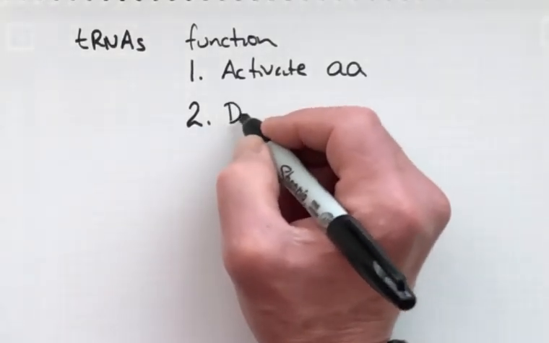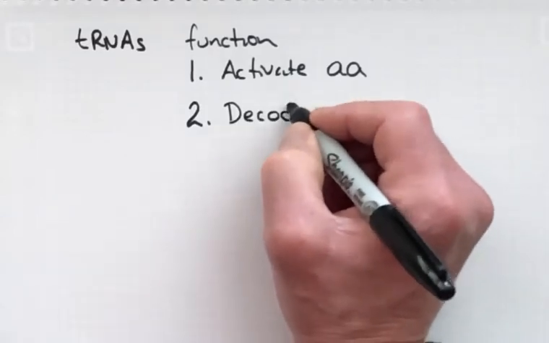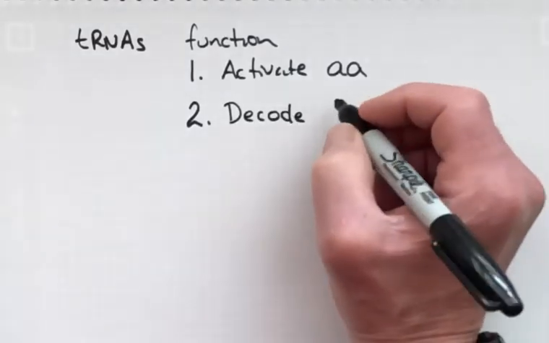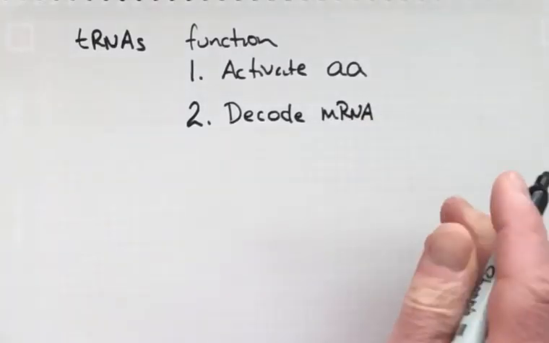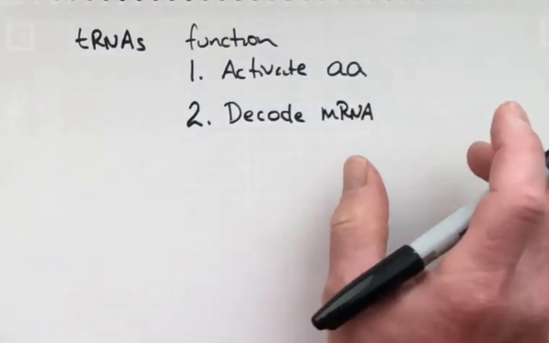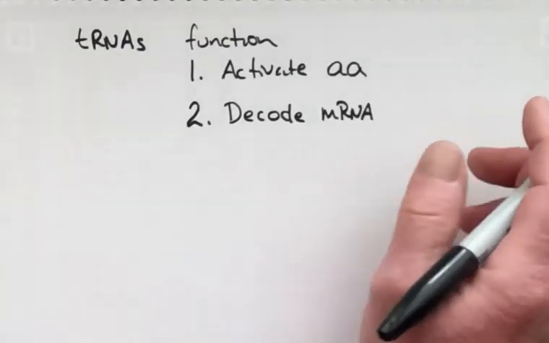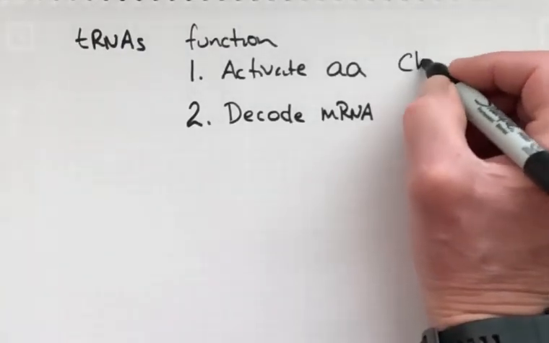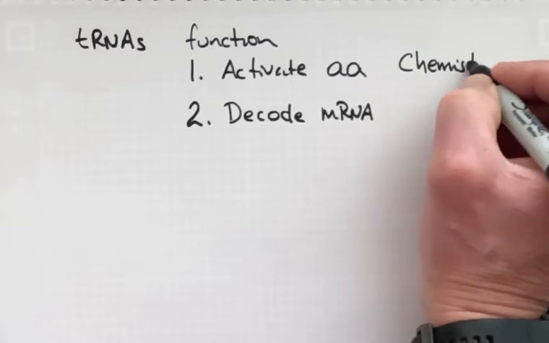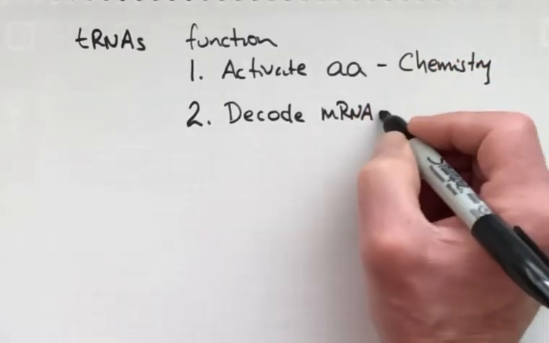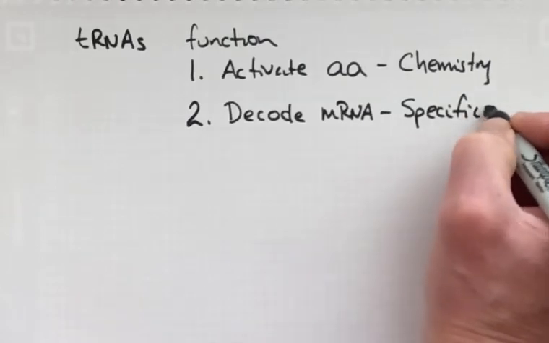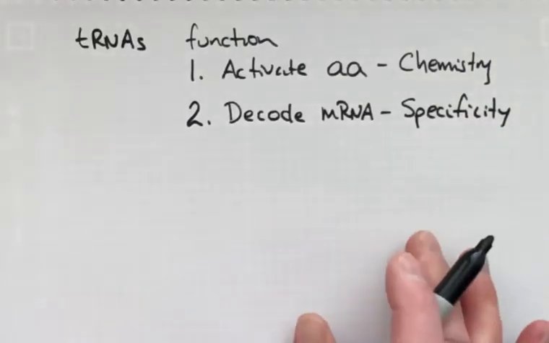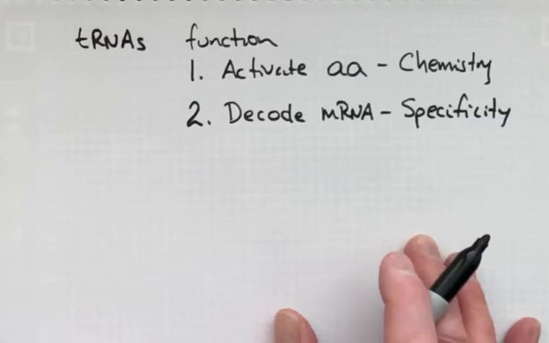So we'll label this function as to decode the messenger RNA so that we don't make just a random polypeptide, but a specific polypeptide. So one of these functions has to do with chemistry, and the other one has to do with specificity, making sure that we're making the correct protein, not just a random protein.